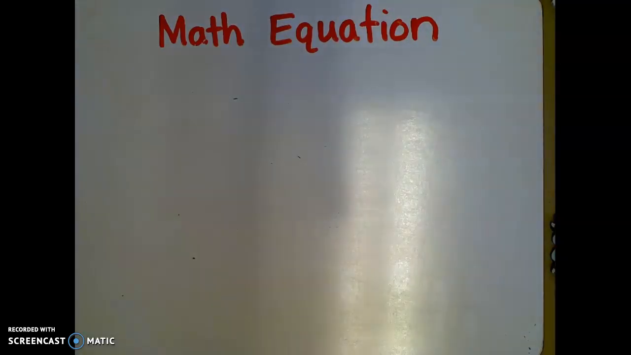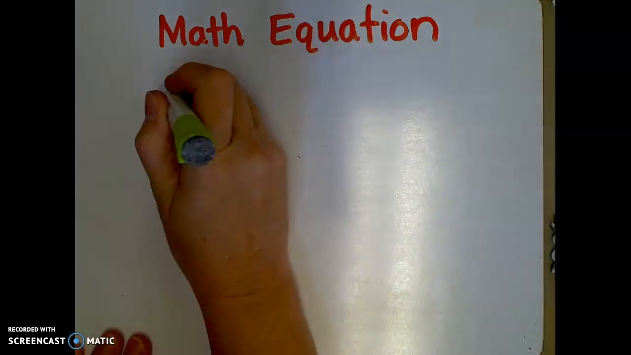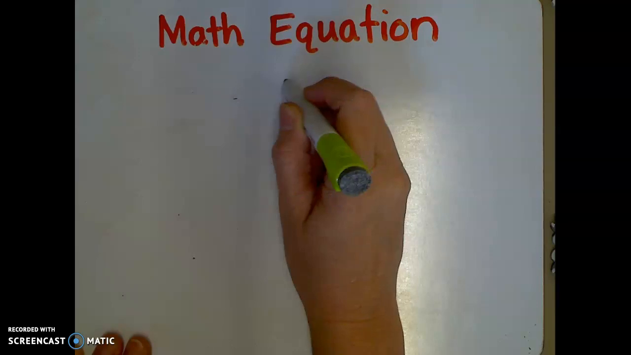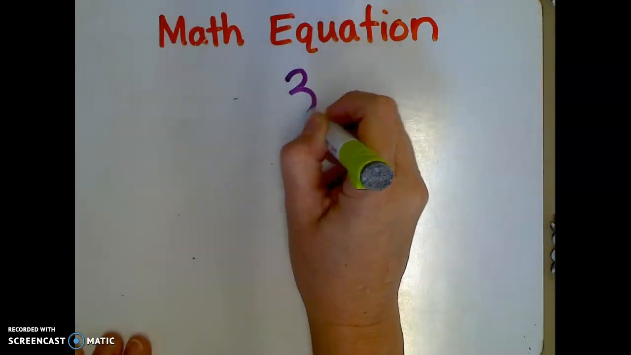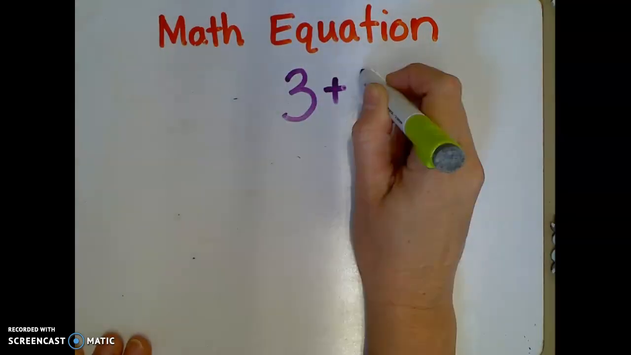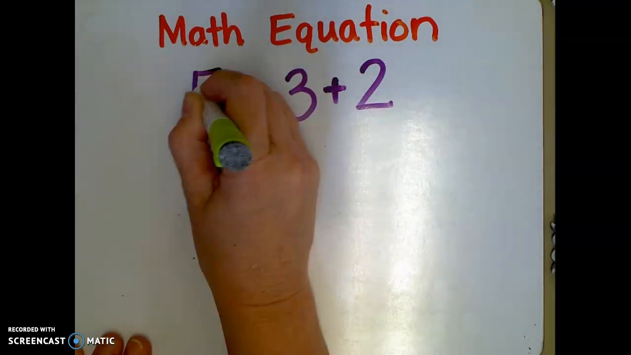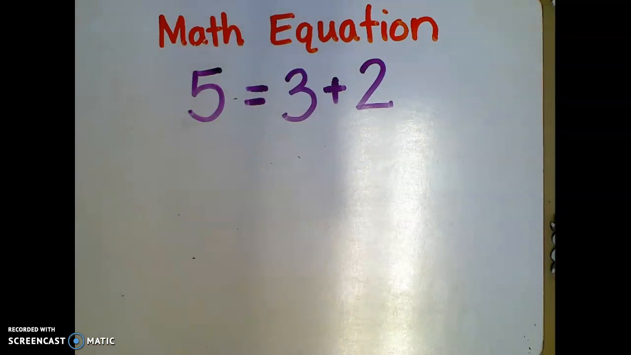Silkman. Today we are going to review for just a moment about math equations that we talked about yesterday. So remember, we said that a math equation has two numbers that you're joining together, and then it will tell you how many you have in all. Ooh, I wrote that kind of funny.